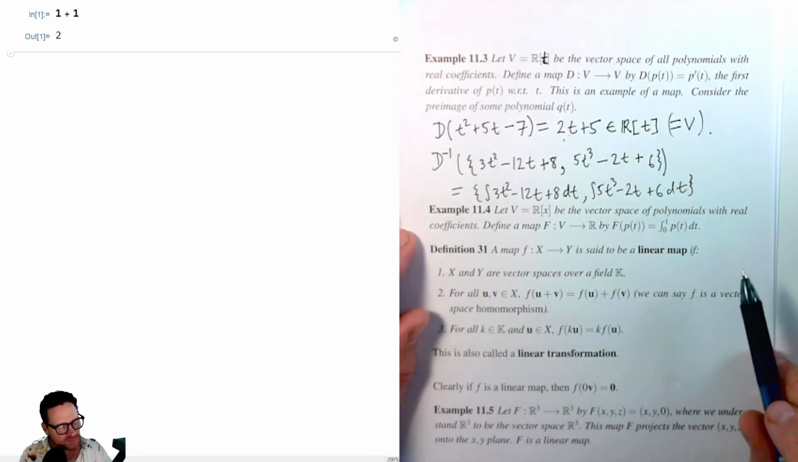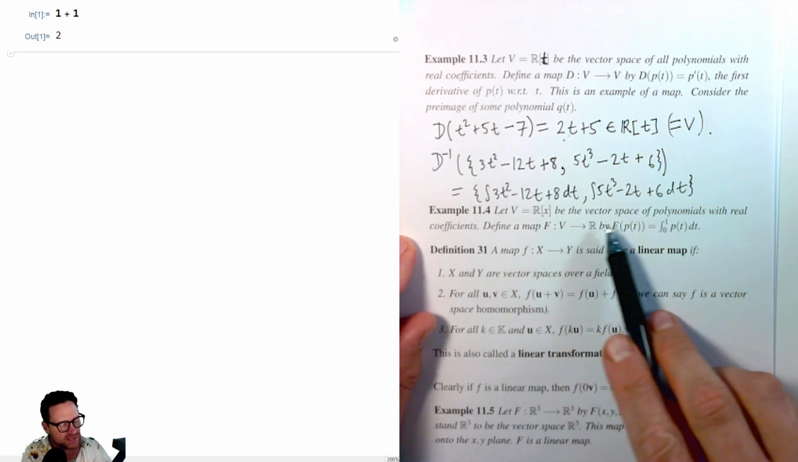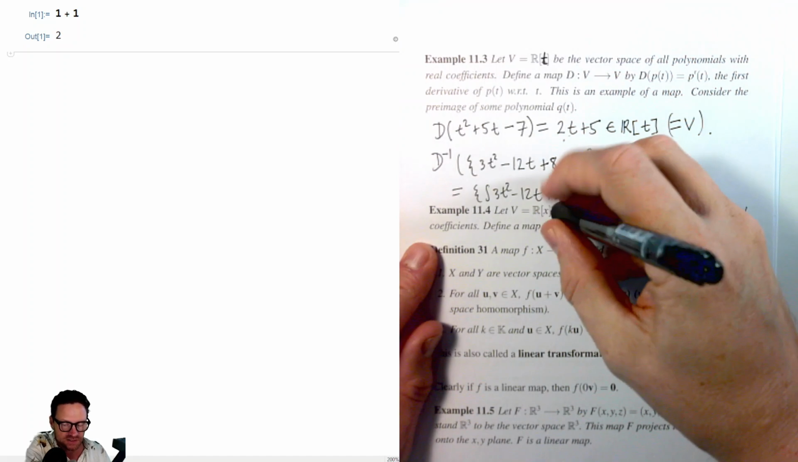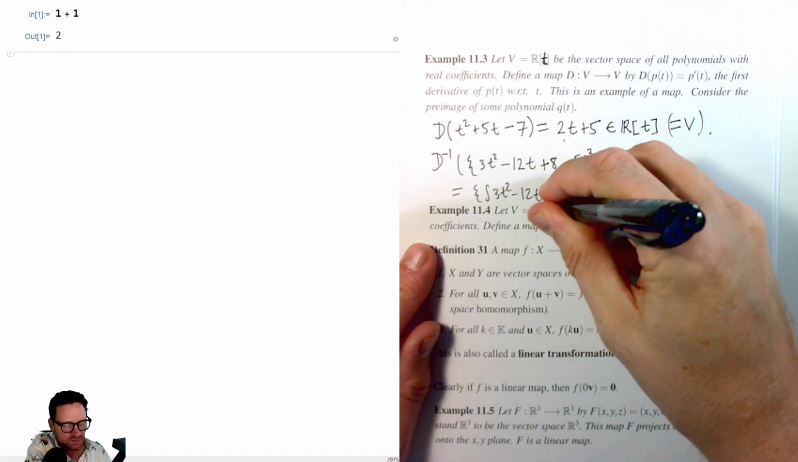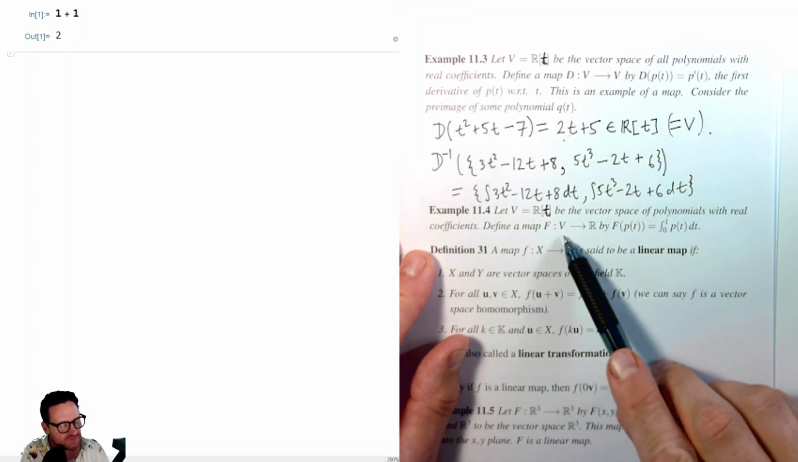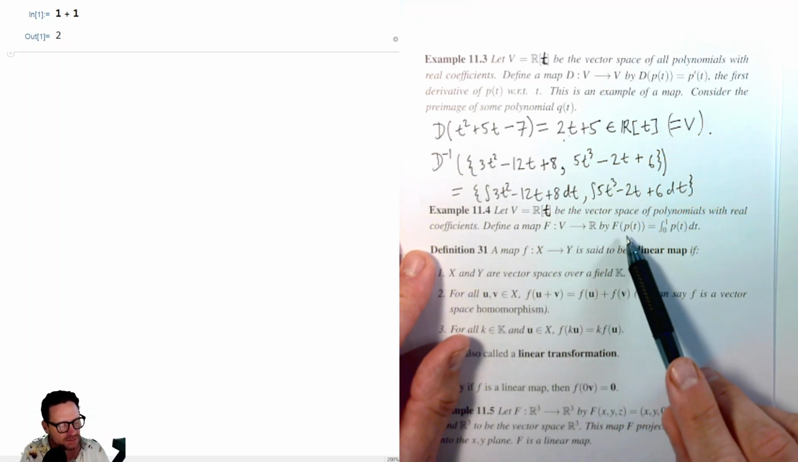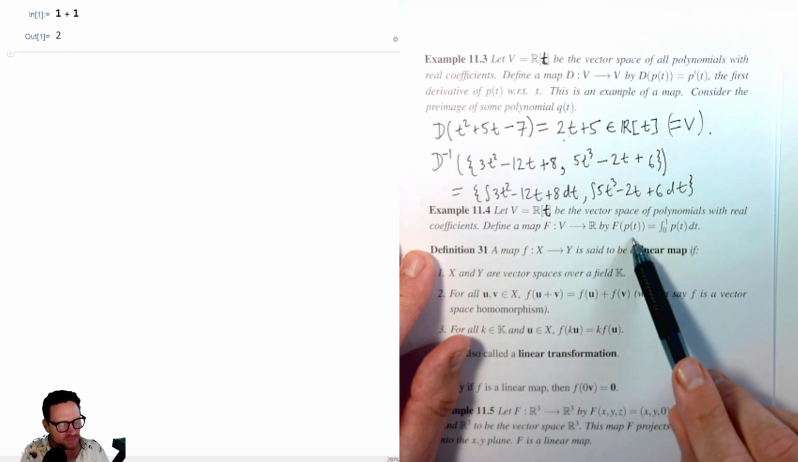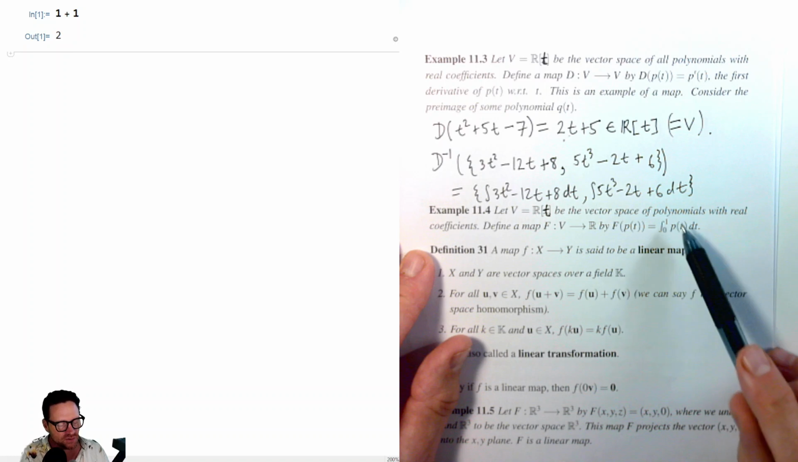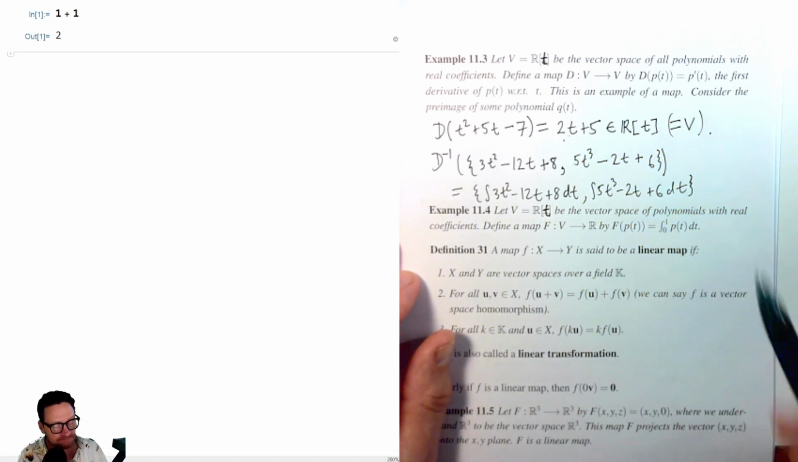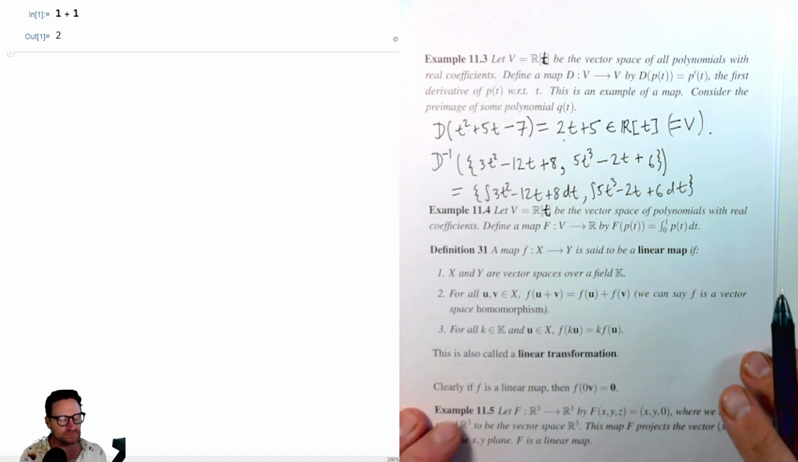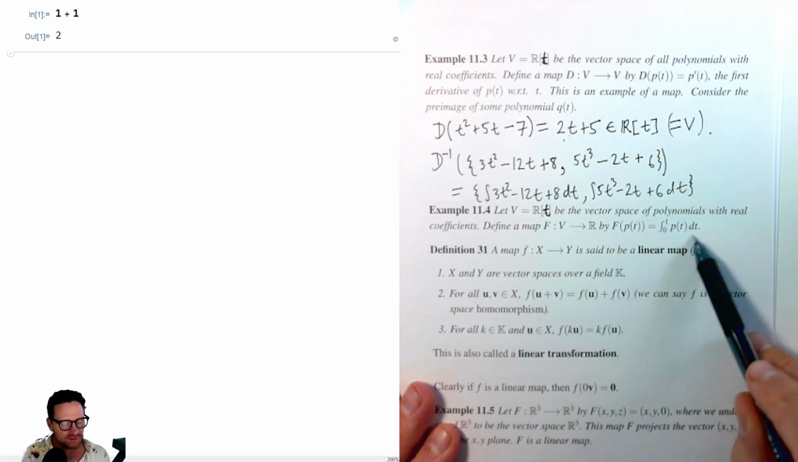Okay, example 11.4. Let V equal R of x be the vector space of polynomials with real coefficients. Again, let's change this to a t, because the rest of it talks about it with respect to t. Define a map f from V to R by f of the polynomial p of t is the definite integral between 0 and 1 of p of t. Okay, so that's an example of a map. You end up with a real number.